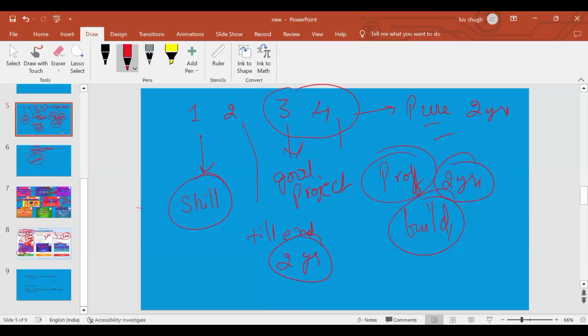So what I'm trying to tell you here is, you will get a beautiful 2 years to prepare for good projects, and you will spend your complete third year on projects because you have a foundation.